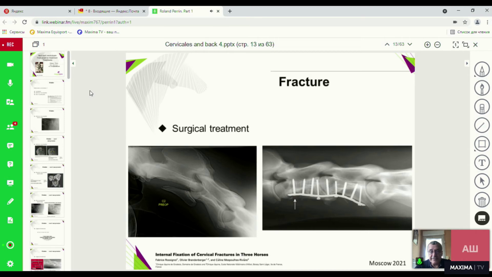But what is interesting is now we know it's possible, so we have to be more performant, more good, and to try to resolve this fracture without arthrodesis. Because if you do the arthrodesis, you stop the sport process. If you resolve the fracture without arthrodesis, you give the horse a chance to continue the career in sport.